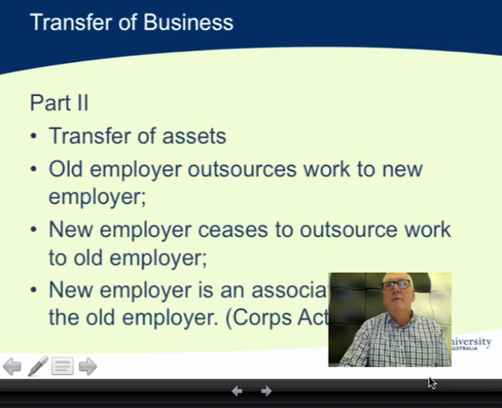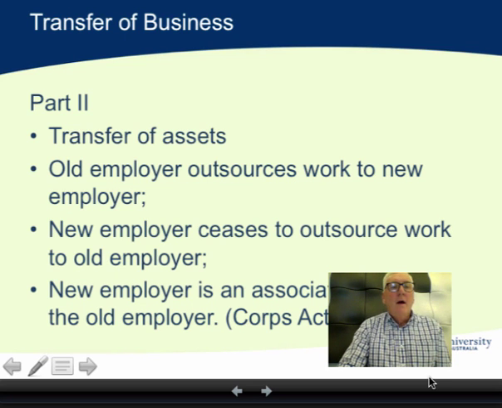the stop-go man for a construction company, and the construction company decides that it'll get a contractor to come in and do that work for them, so they'll outsource the work to them, and you're pretty much doing the same work. They've moved you across to this new company because they've decided to outsource it. And then in reverse, the new employer ceases to outsource the work to the old employer. So the example I gave you before, you were an outsourced worker, and now you've been brought back into the fold.